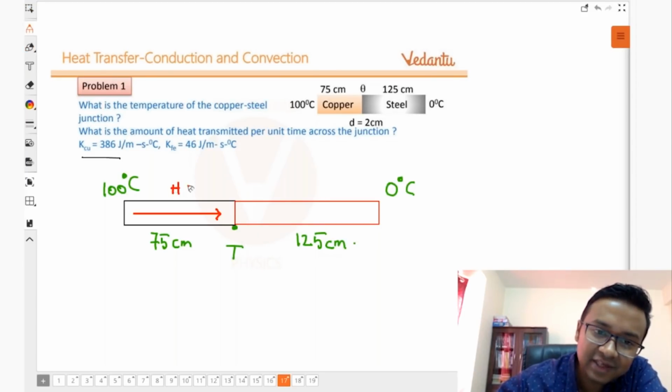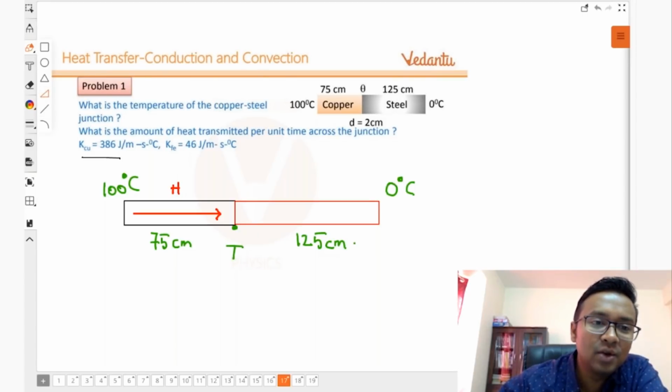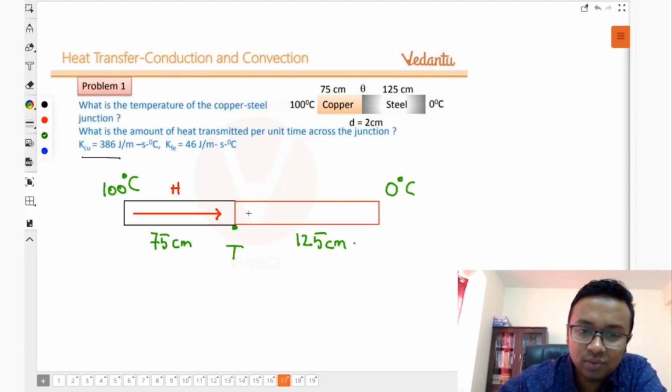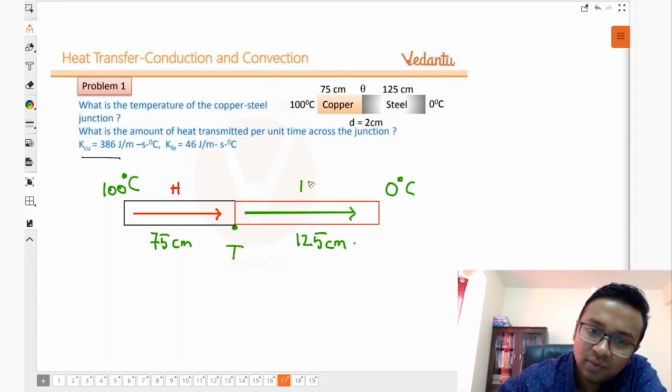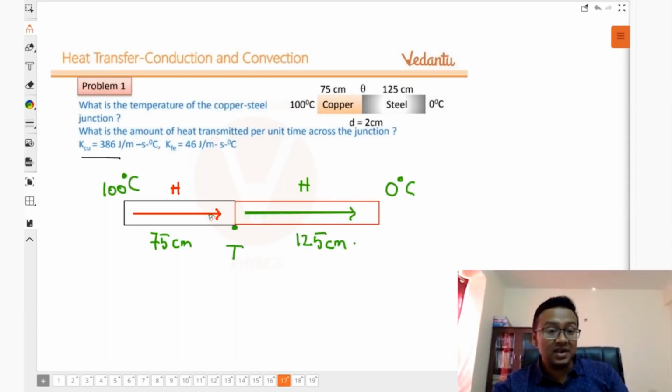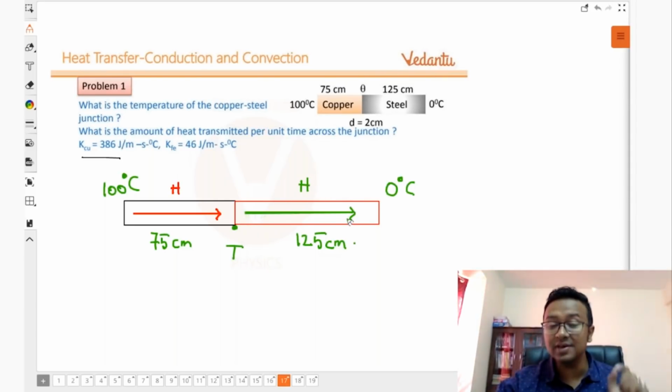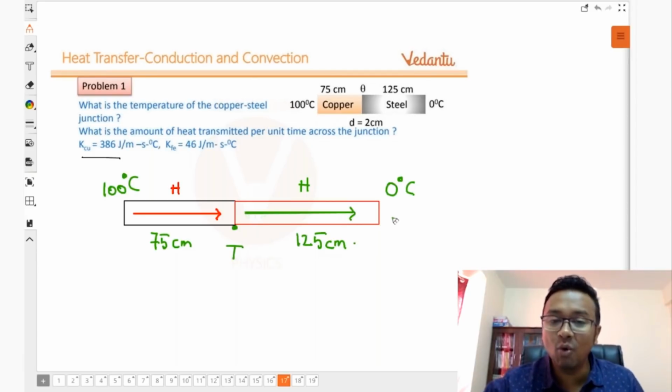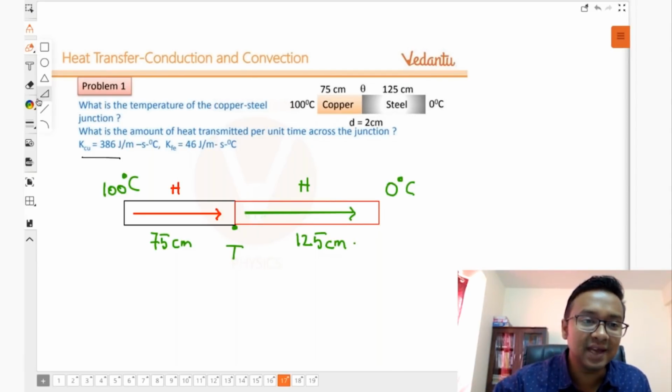So call it H, which is going to be equal to the current flowing through this one. All right. Whatever is the current flowing through the first rod is going to be the current flowing through the second rod. That is the concept I'm going to be using here. So students, I think it makes my life pretty simple.